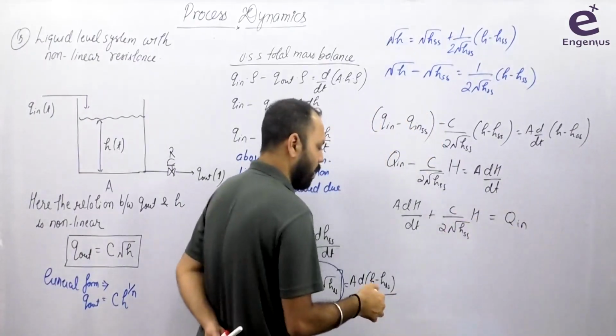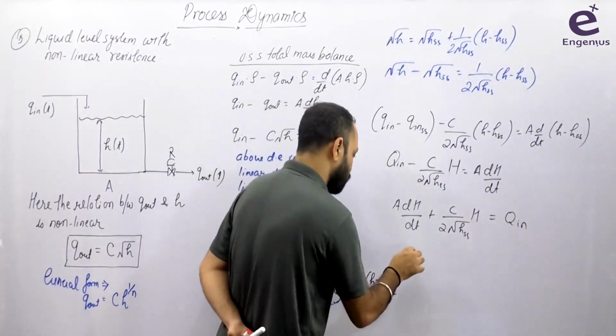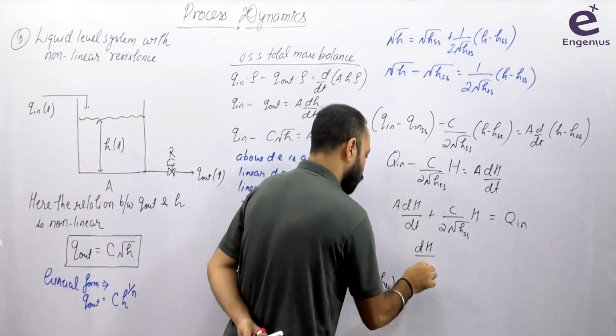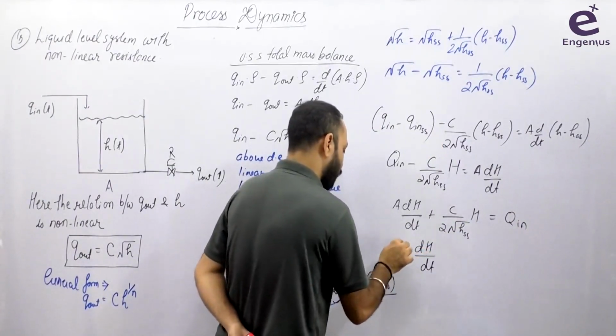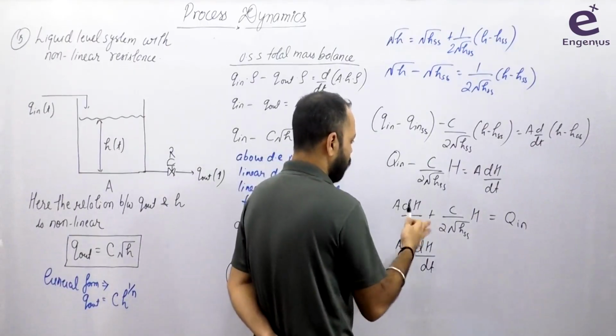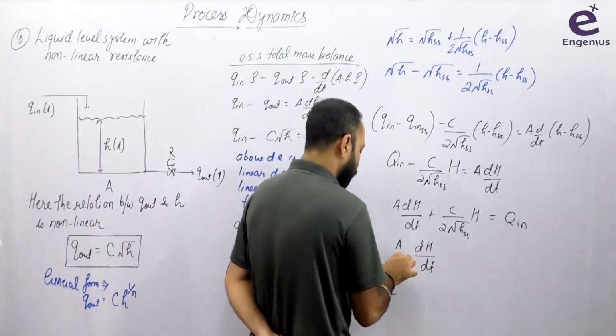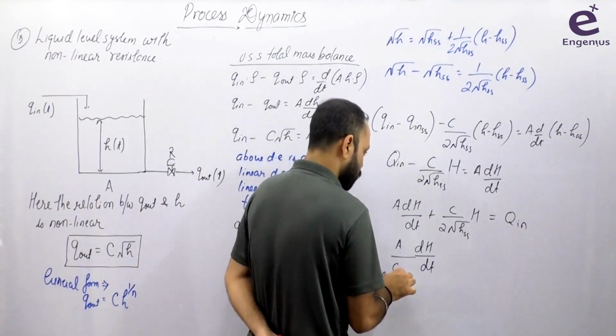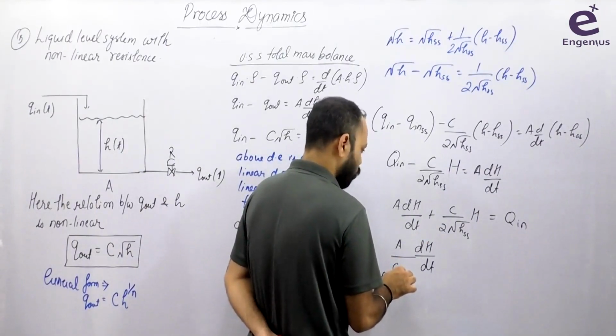इसका कोफिशिएंट 1 बनाना है. कैसे 1 बनाएंगे? बाय डिवाइडिंग दिस. सो dh by dt, a डिवाइडेड बाय, एवरीथिंग इज फाइन. ओके, a डिवाइडेड बाय c by 2 root hs.